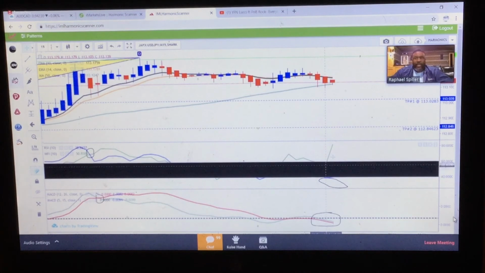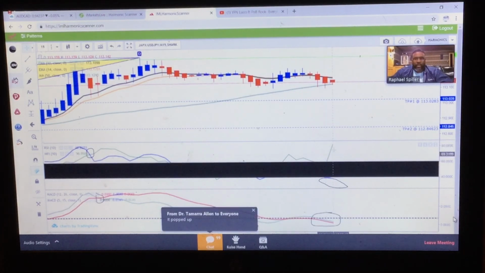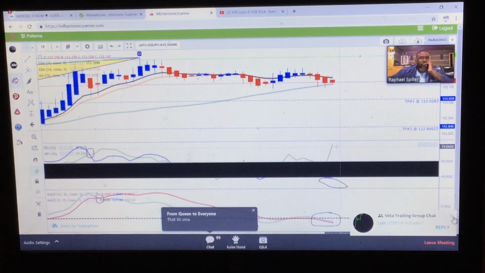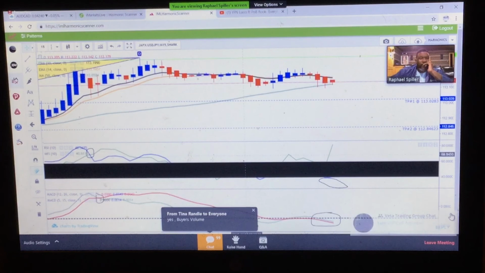Did y'all see that? Now, look what the money flow just did. You see what the money flow just did? Do you see what the money flow is doing? See how that green line popped up? That's why you want all the confirmations, guys. You want all confirmations. Does that make sense? Yes or yes?